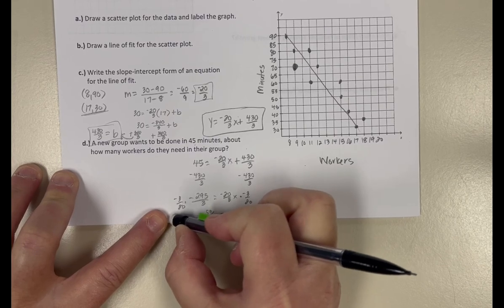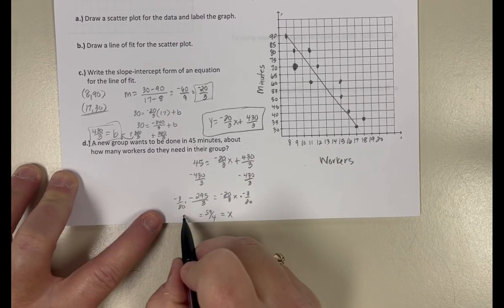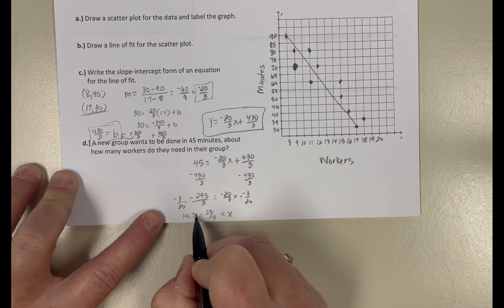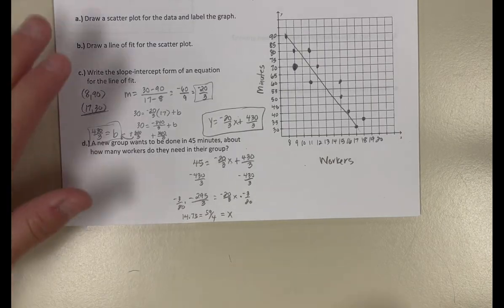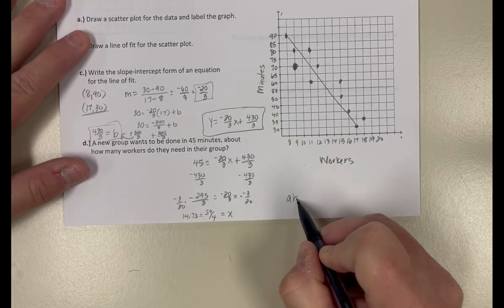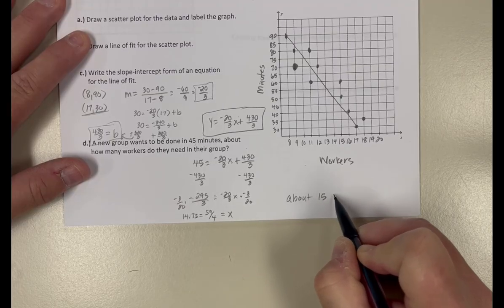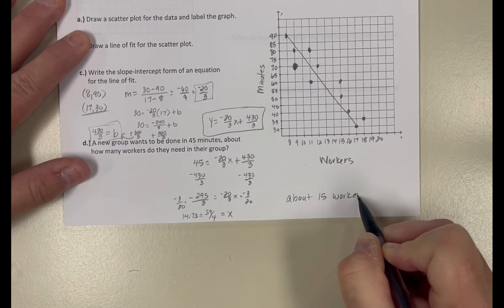13.5? 14.75. So again, we're not going to have a decimal of people, so about how many workers? 15. About 15 workers.